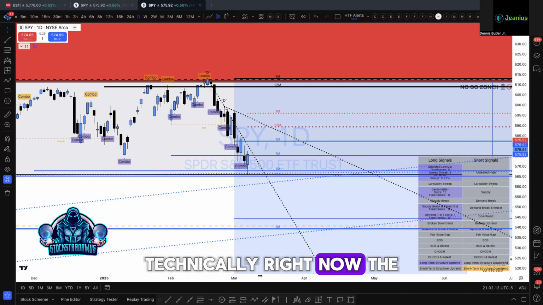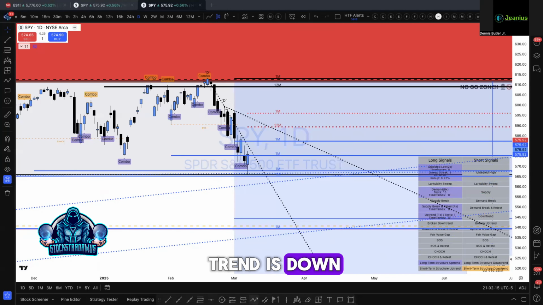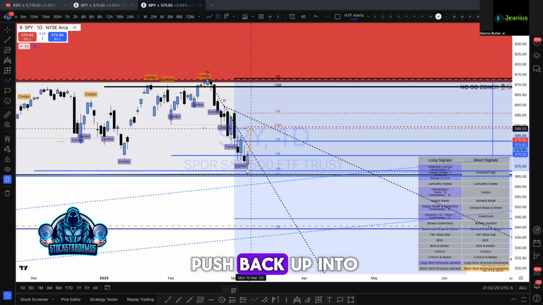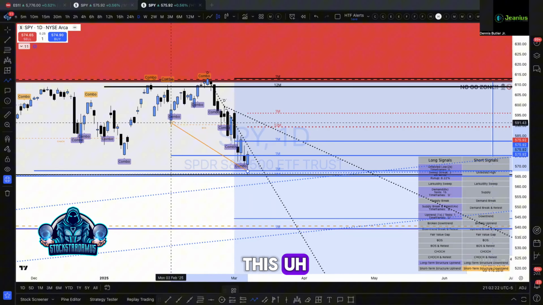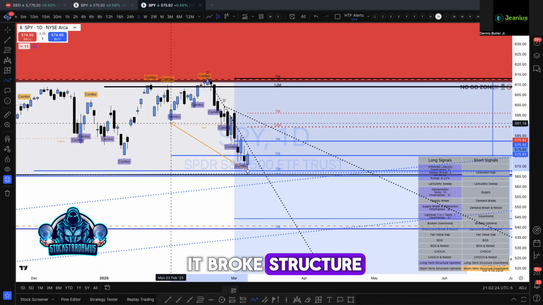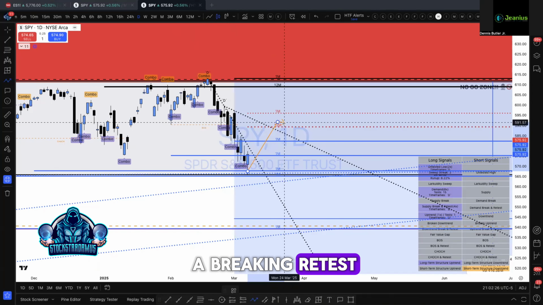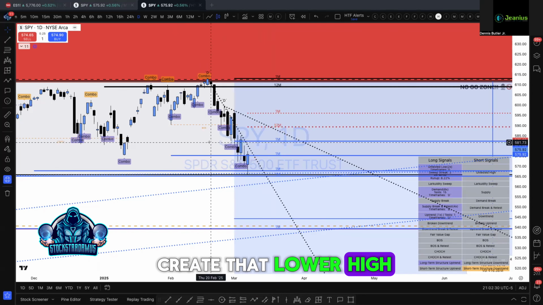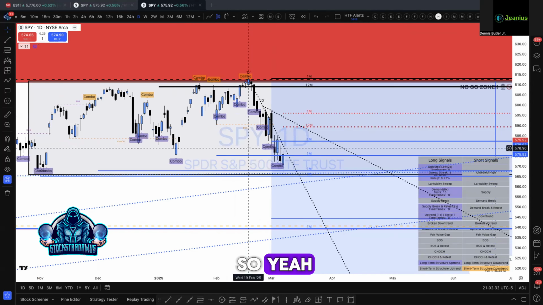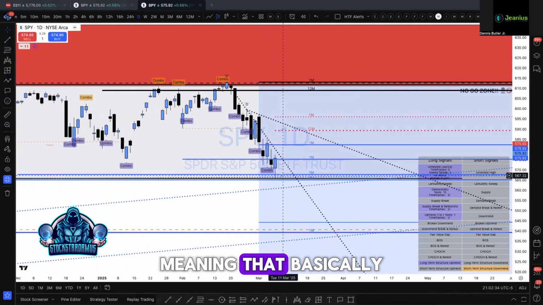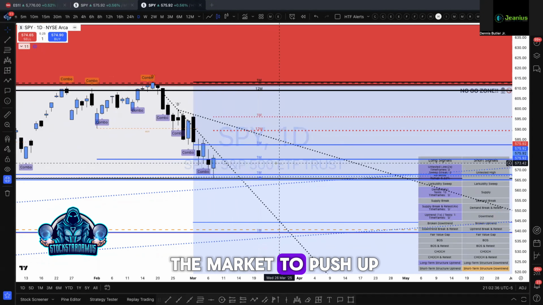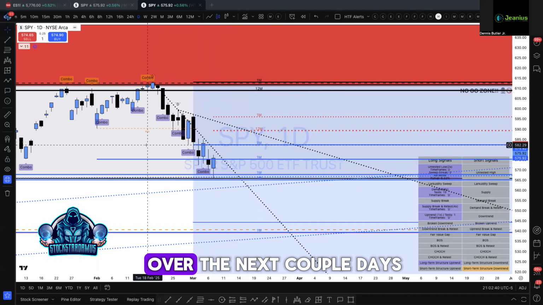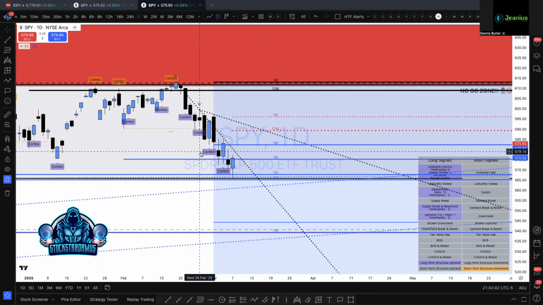So technically right now, the trend is down. So if we do get a push up here, we could get a push back up into this last support area before it broke structure, which would make it a break and retest, which would create that lower high. So yeah, meaning that basically we should look at the market to push up over the next couple of days.